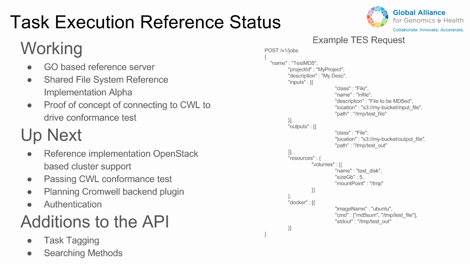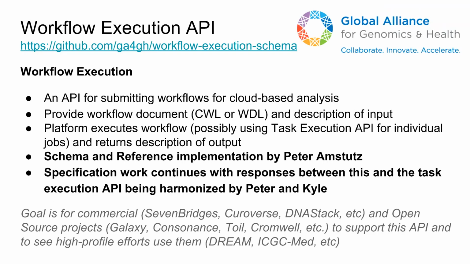And then the final API that the Containers and Workflows task team of the GA4GH is working on, that's again applicable to things like Dockstore, is something very similar to the task execution API, but it's focused on whole workflows defined in WDL or CWL, and perhaps even in the future Toil Python-based workflows. And I'll talk about Toil in just a moment.